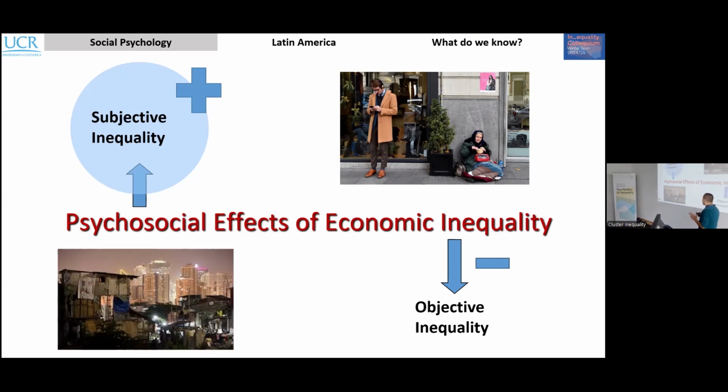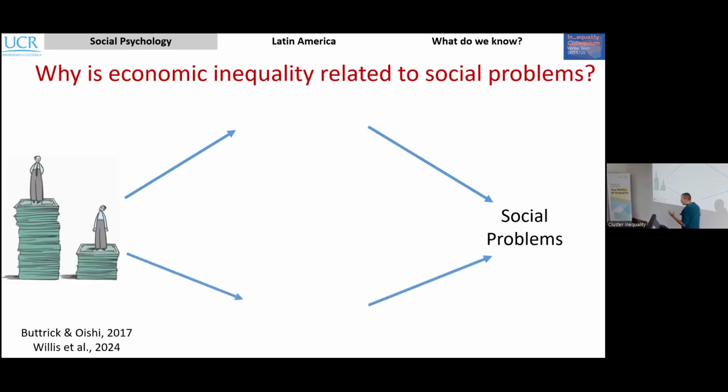So why is this? And this is what we try to explain in this research line. When I say we, I mean the research line. It's not me. We propose another thing, but this is theory, okay? So we propose two psychosocial mechanisms that relate objective inequality and social outcomes.